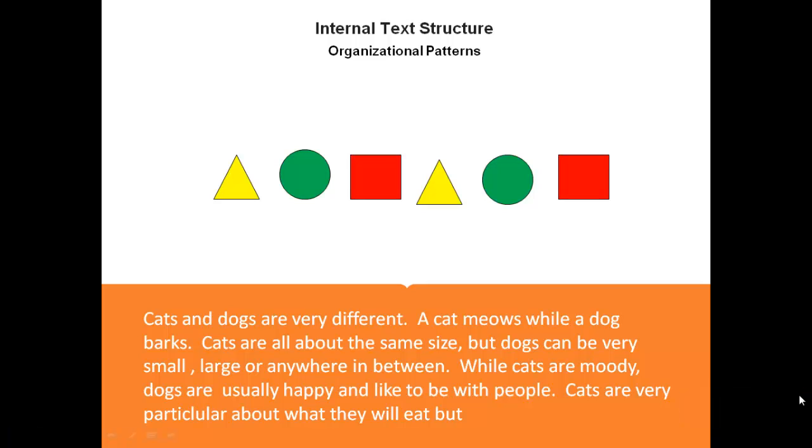Let's take a look at a paragraph and see what we mean about patterns. So cats and dogs are very different. A cat meows while a dog barks. Cats are all about the same size. But dogs can be small, large, or anywhere in between. While cats are moody, dogs are usually happy and like to be with people. Cats are very particular about what they will eat.